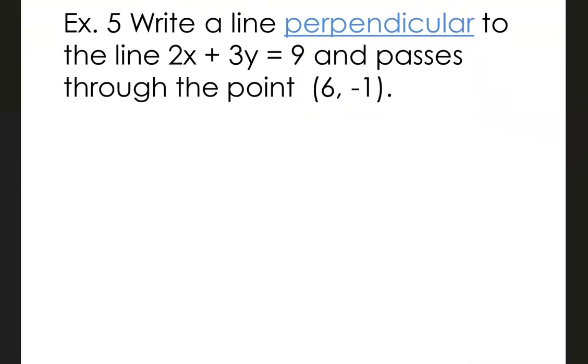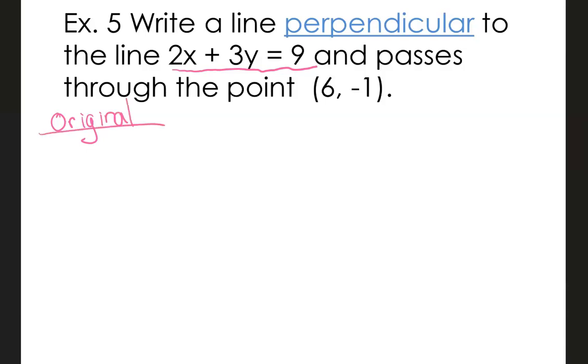So in this example, we're going to write the equation of a line perpendicular to the line 2x plus 3y equals 9 and passes through the point (6, -1). Now in this example, our original equation is not in that slope-intercept form, and so I can't instantly identify what the slope is. So what I need to do is some work with that original line.